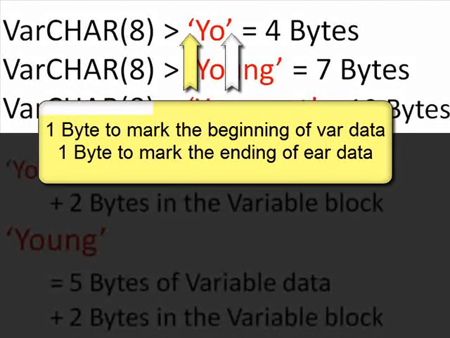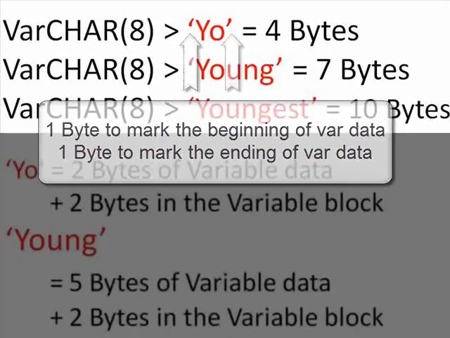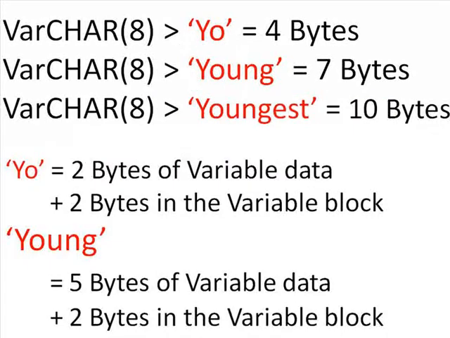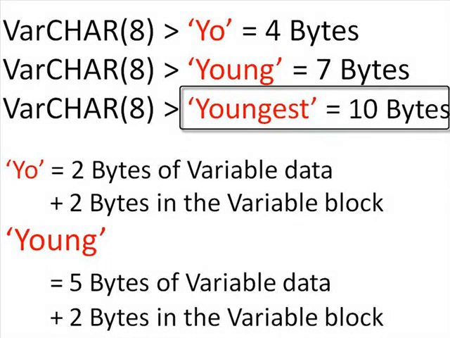Quotes don't really take up any space. It's the beginning and ending marker inside of SQL that takes up the space. Yo would take up 2 bytes of data, and 2 bytes would be dedicated to the variable block. So young is 5 bytes of variable length data, and, again, just 2 bytes dedicated to the variable block. The word youngest is taking up the full 8 bytes of variable length characters, and 2 bytes are dedicated to the variable length block.